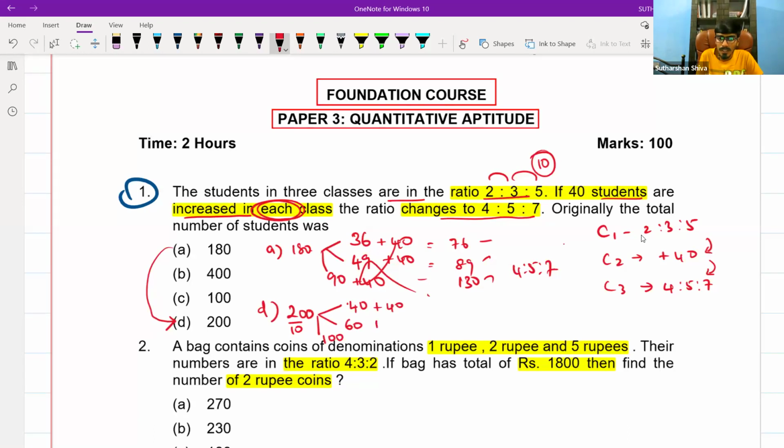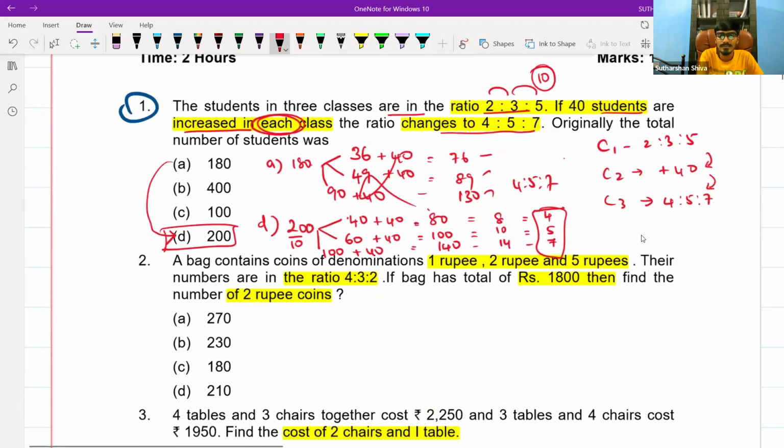Again, you will do plus 40 in each class. Then it will become 80, then it will become 100, and then 100 plus 40 will become 140. If you cancel all the zeros, it will become 8, 10, 14. Again, if you cancel by the 2 table, it will become 4, 5, 7. So all the conditions are satisfied. My answer is option D.